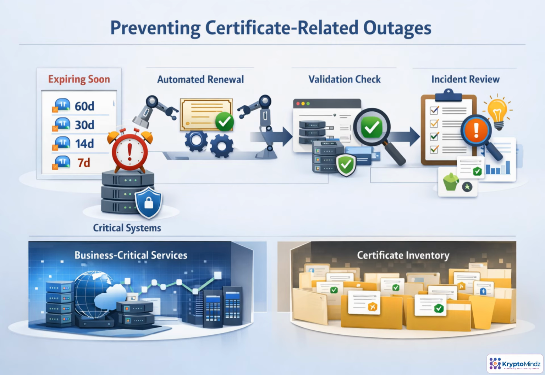Preventing certificate outages comes from a repeatable lifecycle, not from reacting to emergencies. Start with a complete inventory, then monitor expiration dates and send alerts at 60, 30, 14, and 7 days. Automate renewals where it's safe, but always validate installations on the actual services and confirm clients still trust them. Treat business-critical services as a special tier, and after any incident, document what failed and refine the process so it's stronger next time.